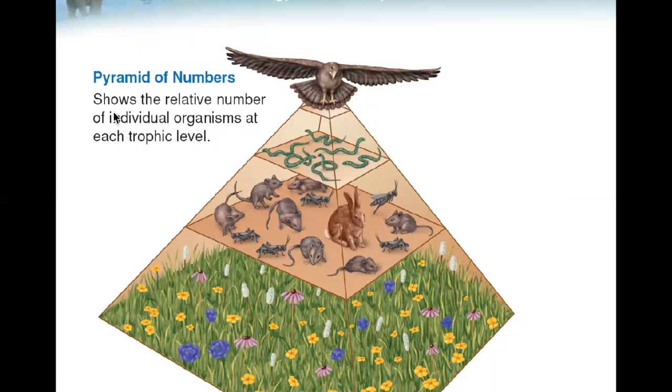In numbers, the pyramid of numbers shows the relative number of individual organisms at each trophic level. So there are many, many plants, and 1/10 the amount of animals that might feed on those, and 1/10 of the animals that feed on them could be the animals that feed on those, and then 1/10 of those could be a third level consumer.